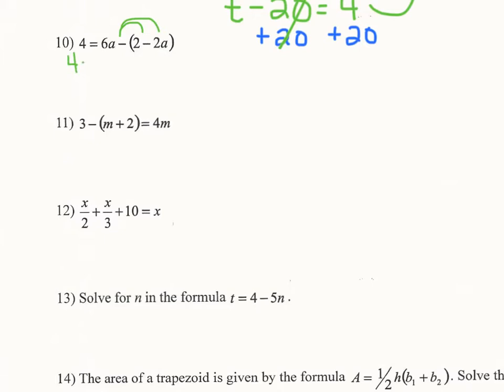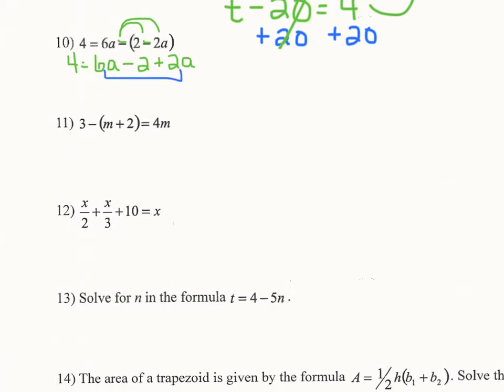4 equals 6a. All of that stays exactly the same. And then this is going to become a negative 2. Now it is not minus negative 2, it is just a negative 2. And then here we have a negative and a negative, so when I distribute that, that becomes a positive 2a. Now I can look for things that I can combine, like 6a and 2a.